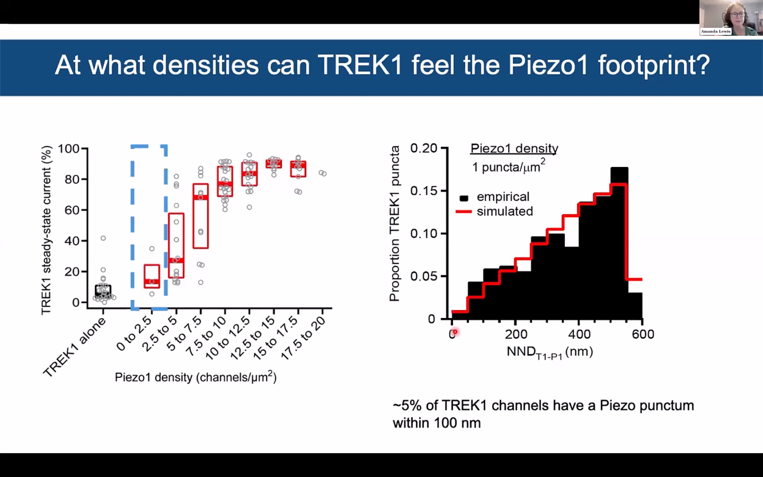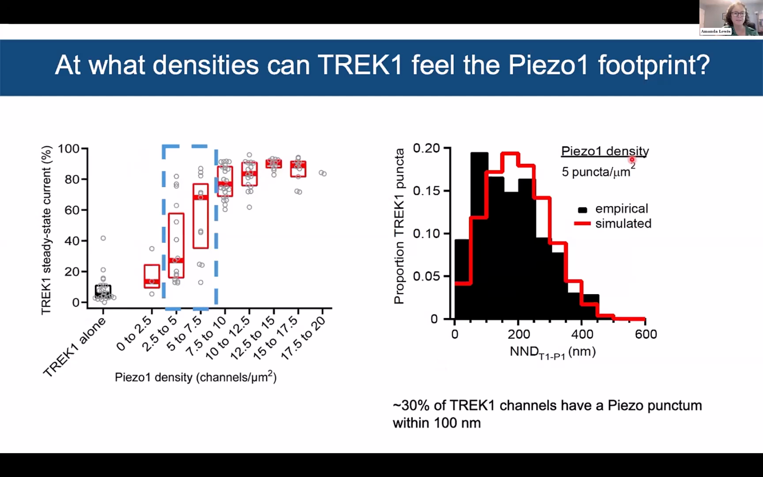And importantly, if you inspect just the first 2 bins here, only about 5% of TREK1 channels are predicted to have a Piezo1 puncta within about 100 nanometers. So at densities that are not sufficient to potentiate, the vast majority of TREK1 channels are not predicted to sit within a Piezo1 footprint.